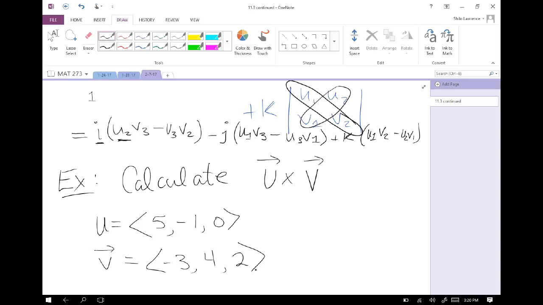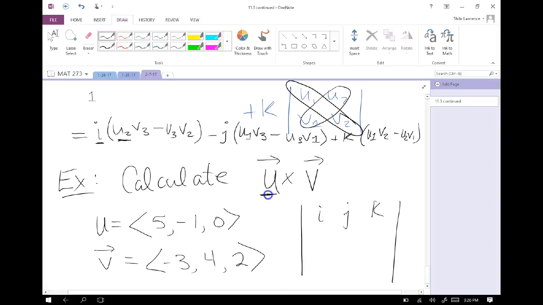So we want to do U cross V. U is 5, -1, 0, V is -3, 4, 2. If you've already gotten the formula memorized, that's perfectly fine. If I had to come up with a formula without doing the 3x3, I could. I'm just so used to always setting up the 3x3 matrix. I prefer to do it that way.